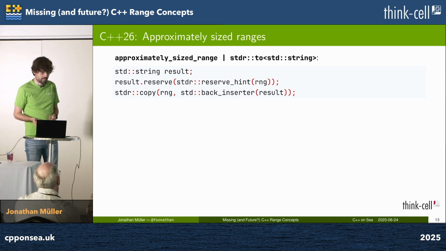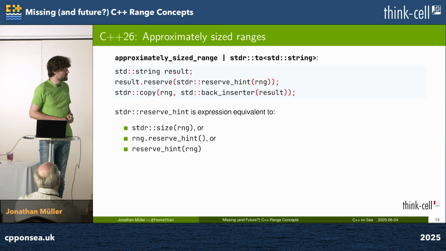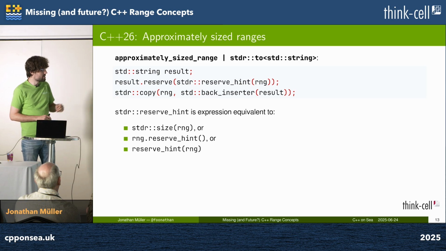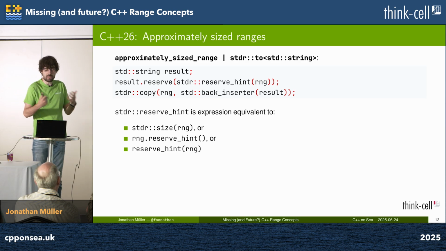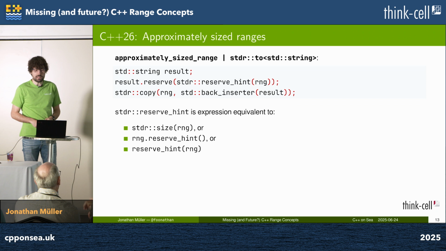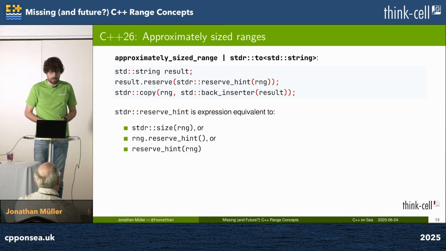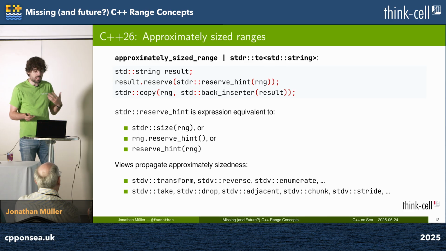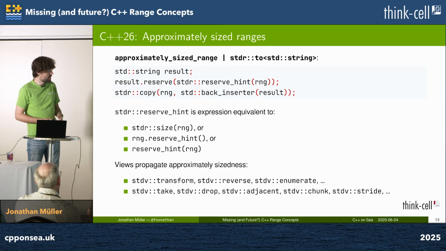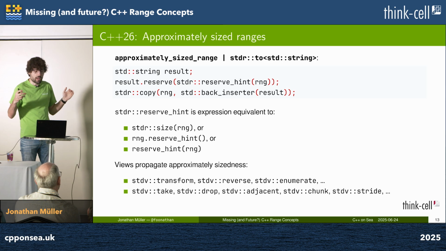I think it's confusing. And this reserve_hint function essentially does one of these things. So if the range is sized, then it is approximately sized, and we just return the size. Otherwise, we call reserve_hint as a member function or via ADL lookup. And then the views propagate approximate sizeness. So views like transform or reverse or take or drop, they all have enough information to compute the approximate size. So if your input is approximately sized, the result is also approximately sized.